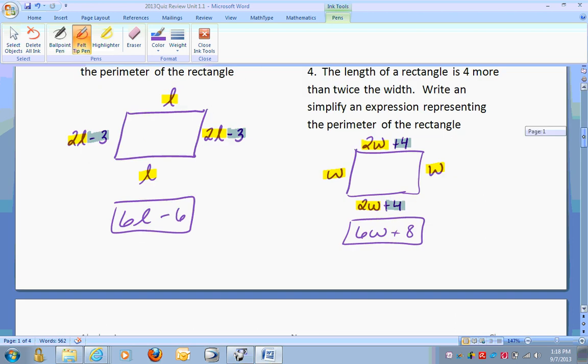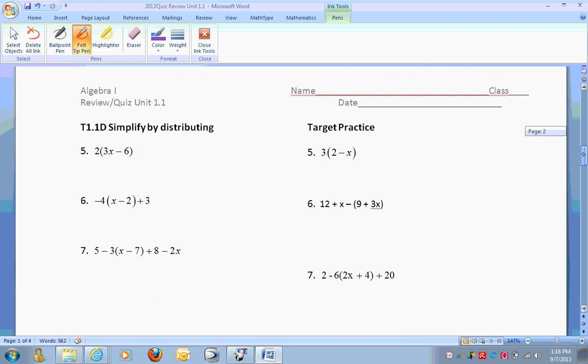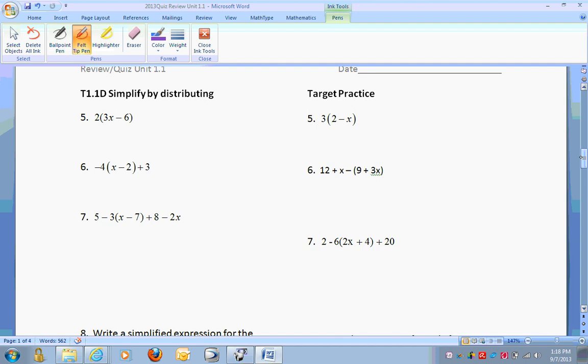Okay, moving on to the next page where we are simplifying by distribution. On number 5, under the actual review, we're going to get rid of these parentheses by distributing this 2. So it's 2 times 3x and then 2 times -6. So 2 times 3x gives me 6x, and then 2 times -6 is -12.